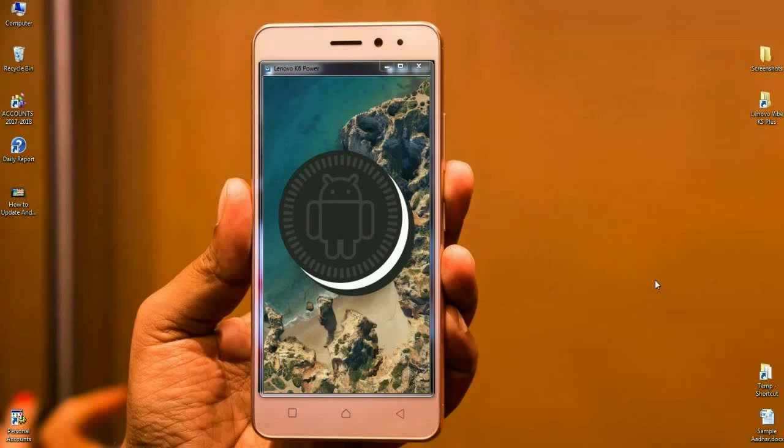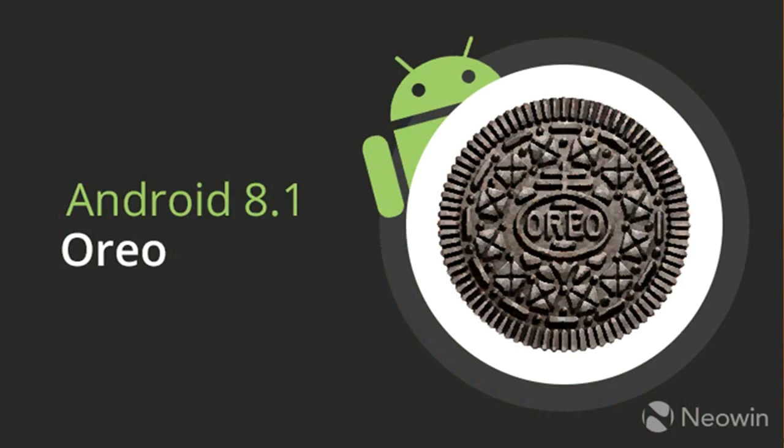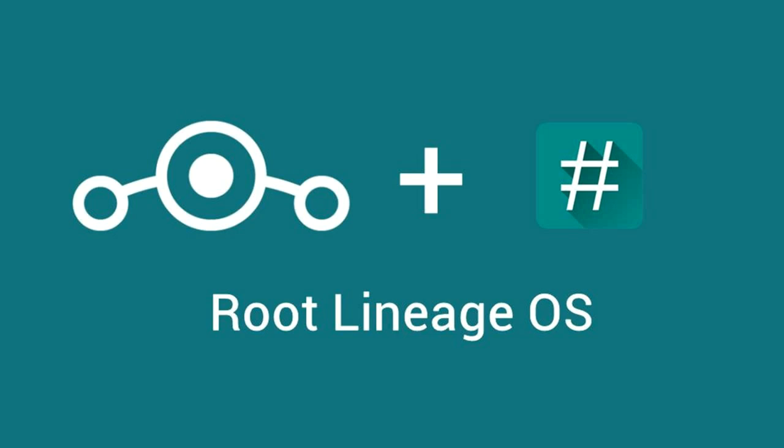Friends, today there is good news for Lenovo K6 and Lenovo K6 Power users. The brand new Android Oreo 8.1 LineageOS has been released. The version of this ROM is LineageOS 15, dated 26 November 2017. Pretty good, many changes have been made in this LineageOS.